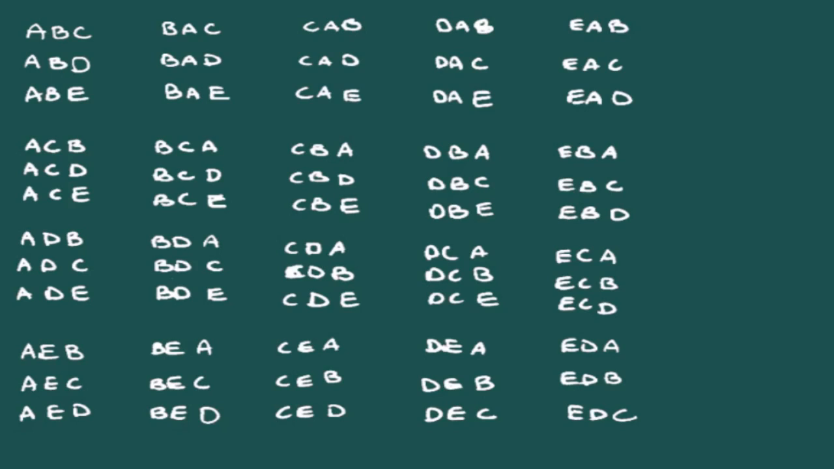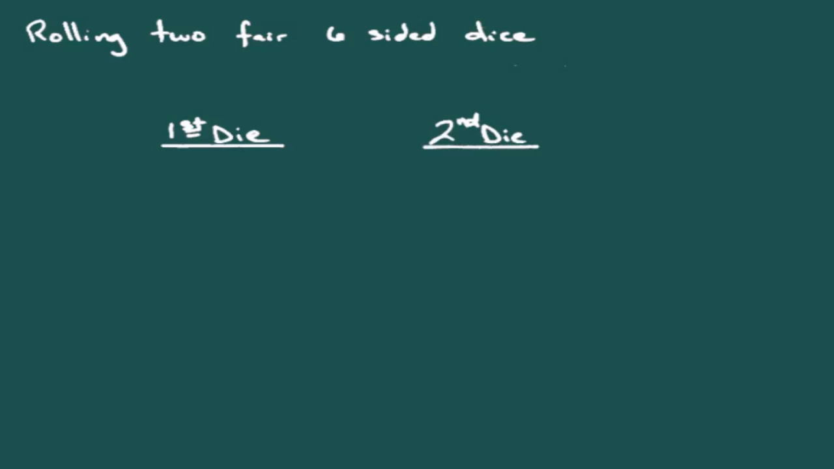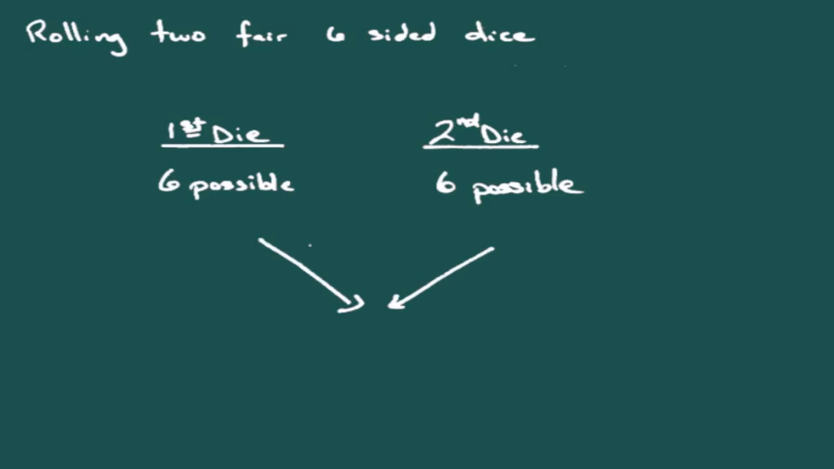A third case where we would use the fundamental counting principle is if we are rolling 2 fair 6-sided dice. For the first die, we've got 6 possibilities. For the second die, we also have 6 possibilities. The fundamental counting principle says we multiply those together. So 6 times 6, we have a total of 36 possible outcomes.